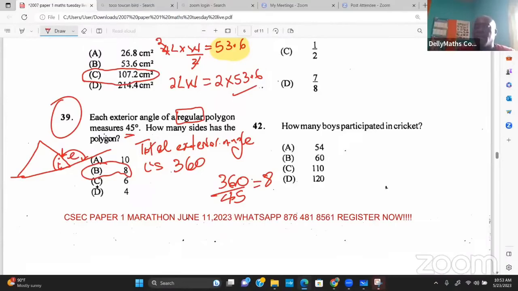It doesn't matter. So if I know that angle out there, and when they say regular, they're telling you that all the angles are the same. When it is irregular, I couldn't do this. If it were irregular, I could not work this out. But because it's regular, I know that every one of the angles would be 45. So that means if I divide 45 into 360, it will tell me how many sides I have.